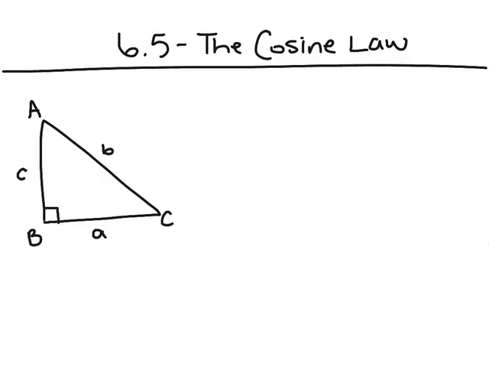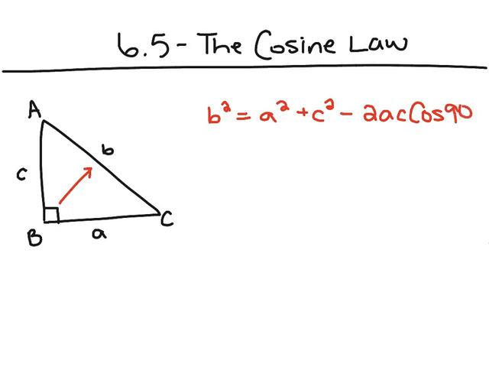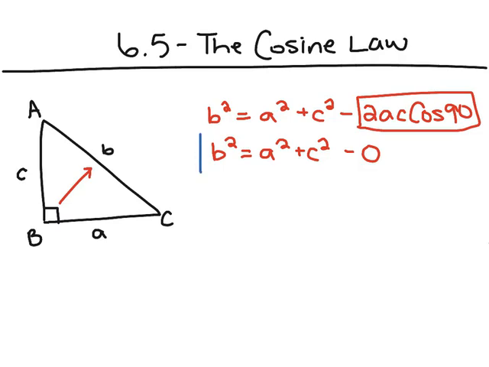So if we take the following triangle, knowing that it is a 90-degree angle, we can apply the cosine law. So we want to find the side opposite the angle that we know. So b squared is equal to a squared plus c squared minus 2 times a times c times the cos of 90 degrees, which is the angle that we know. If we take the cos of 90 degrees, you get 0. So this whole thing is going to turn to 0, and all that we're left with is b squared is equal to a squared plus c squared.